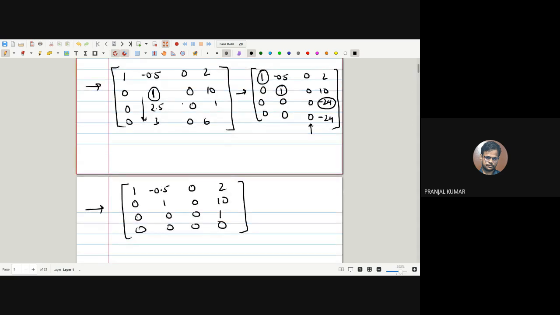Clear? Okay, is this part clear? So now, does anyone have any doubt here? How did that last row become 0?